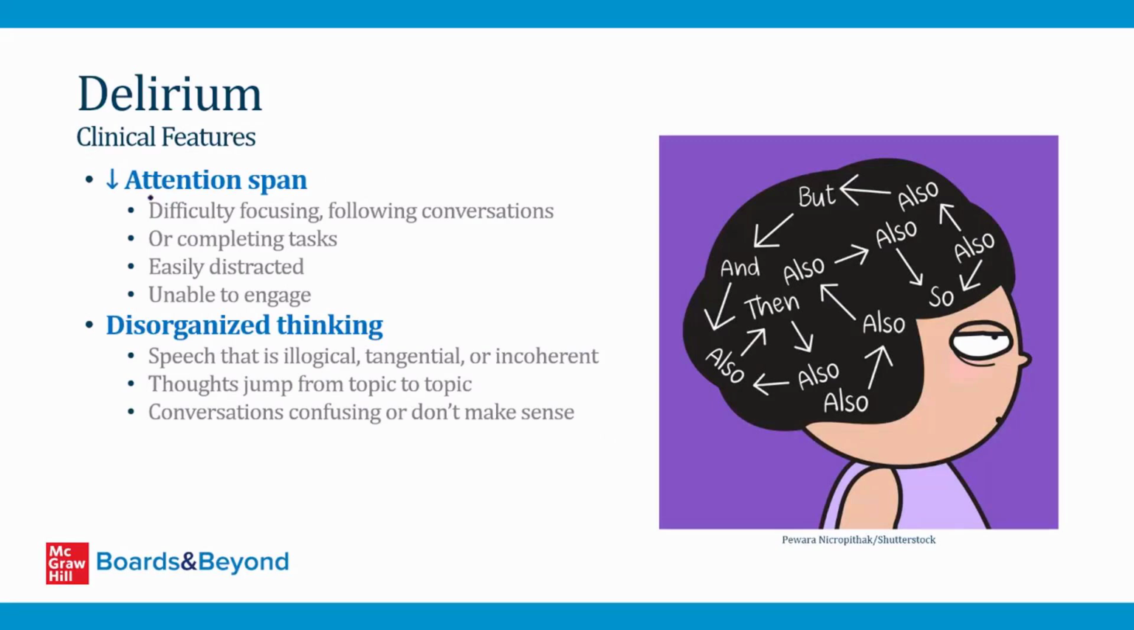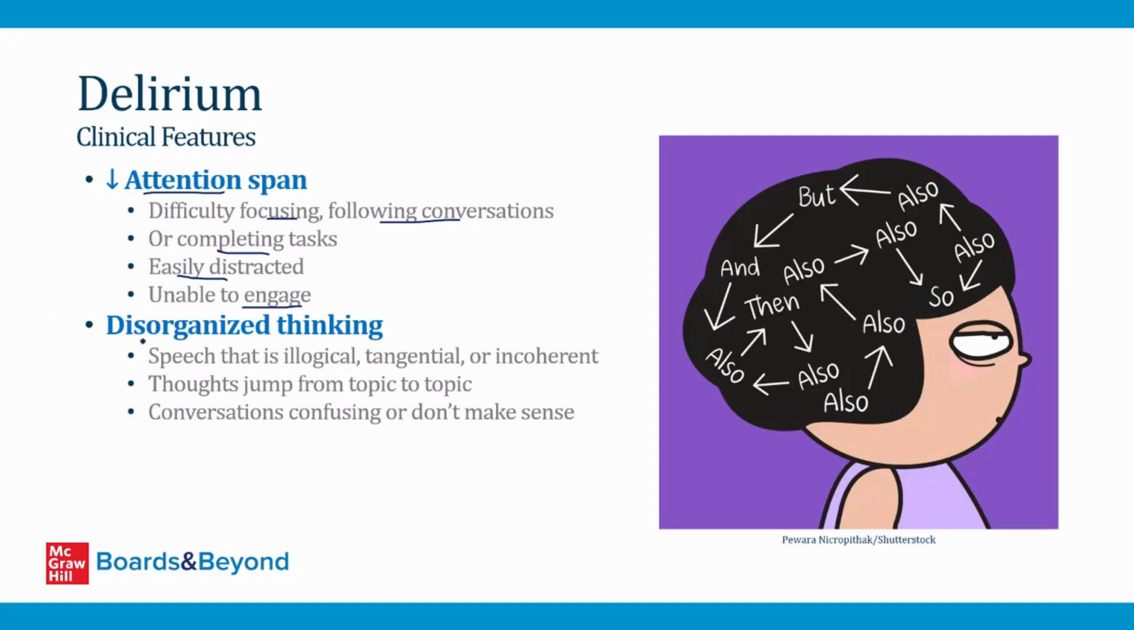Patients with delirium also have a decreased attention span, so they can have trouble focusing on a conversation or following a conversation. They have trouble completing tasks. They get very easily distracted, and it can be very difficult to engage with these patients. If you try to talk to them and get them to engage with you or do an activity with you, it can be very hard for them to do this because of their poor attention span.